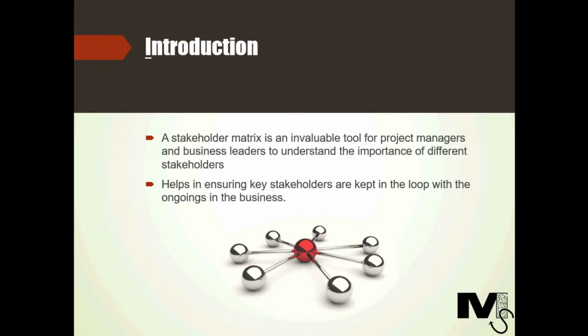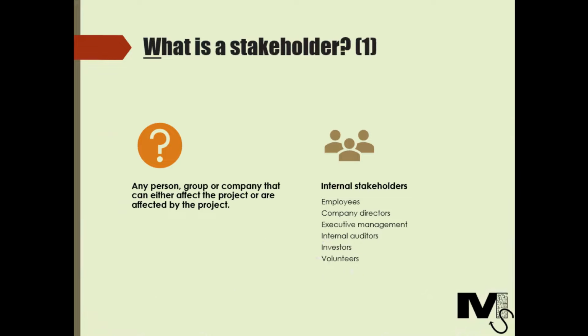Now let's look at what stakeholders are and then explore Mendelow's matrix, which is one of the most popular stakeholder mapping tools. We speak about stakeholders a lot in the business world. It's important to therefore understand what we really mean when we say stakeholders. A stakeholder is any person, group, or company that can either affect the project or company in question or are affected by the project or company. Stakeholders can be internal or external.